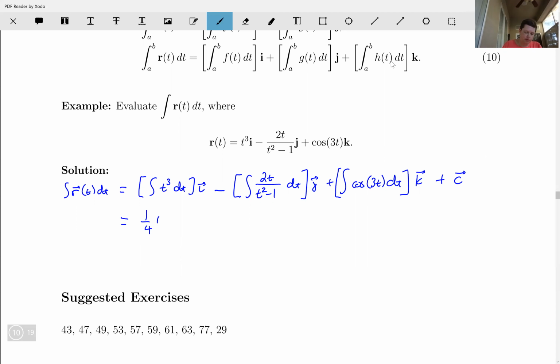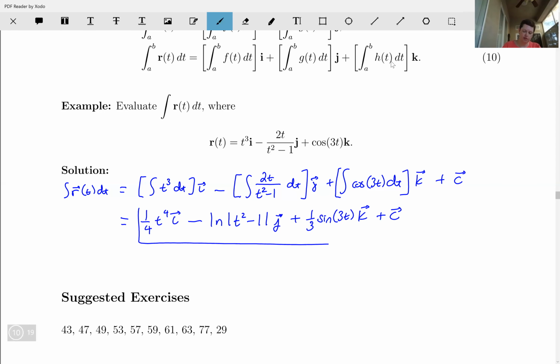So we have 1/4 t to the 4th times i minus, now for the second integral, we can use a u substitution. Alternately, if you notice, the derivative of t squared minus 1 with respect to t is 2t. So really what we have is natural log absolute value of t squared minus 1, and that's times j. And then the integral of cosine 3t is 1/3 sine of 3t. That's times k plus our arbitrary constant vector c. And that's all there is to it.